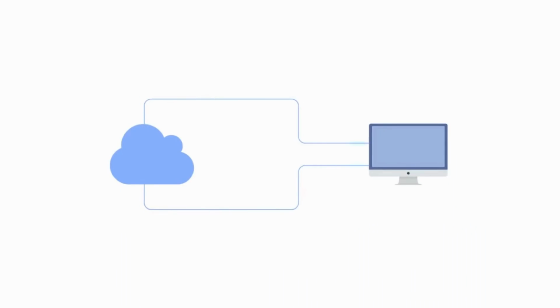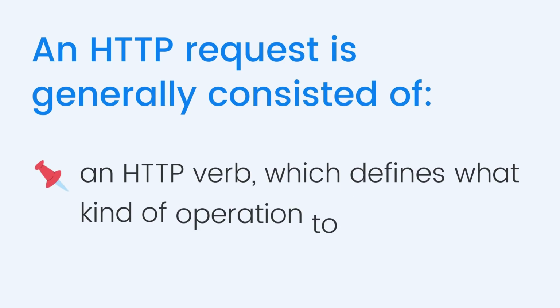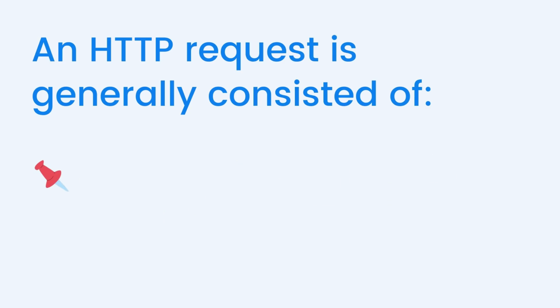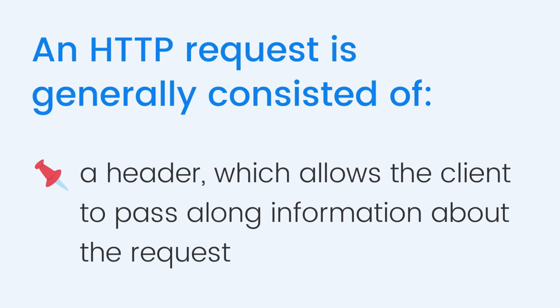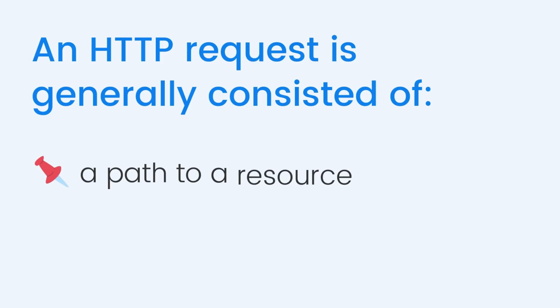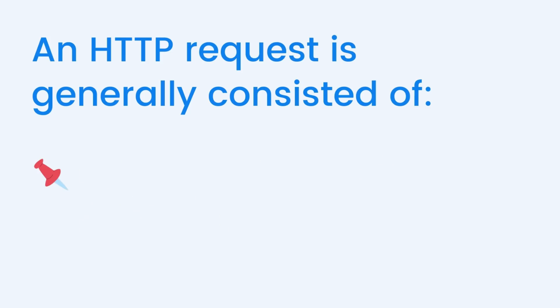REST requires that a client make a request to the server in order to retrieve or modify the data on the server. An HTTP request generally consists of an HTTP verb, which defines what kind of operation we are performing, a header, which allows the client to pass along information about the request, a path to the resource, and an optional message body containing the data.